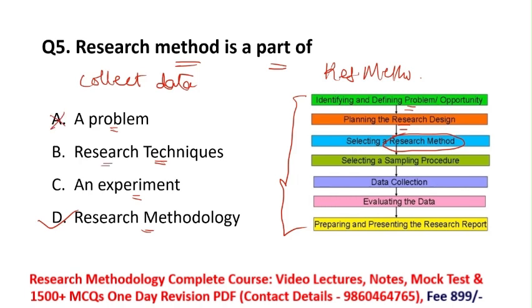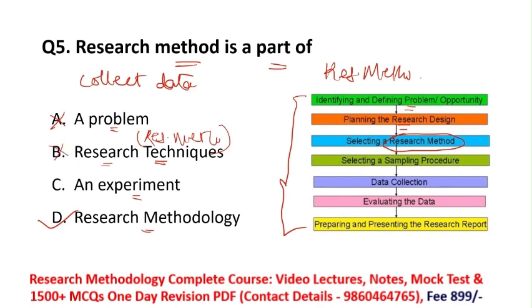Then option B, research techniques. So remember, research techniques is also known as research method. Research methods are also known as research techniques. Method is another name for technique. So the research method and research techniques are same. So obviously here option B is incorrect.